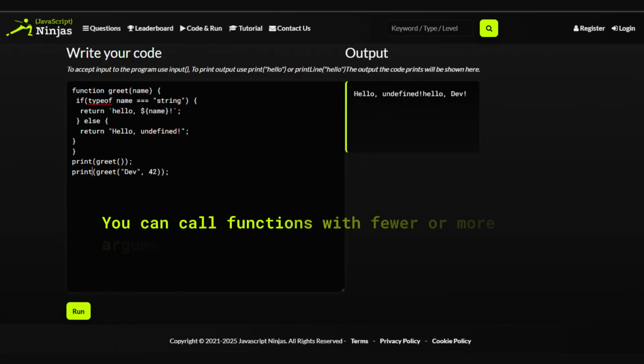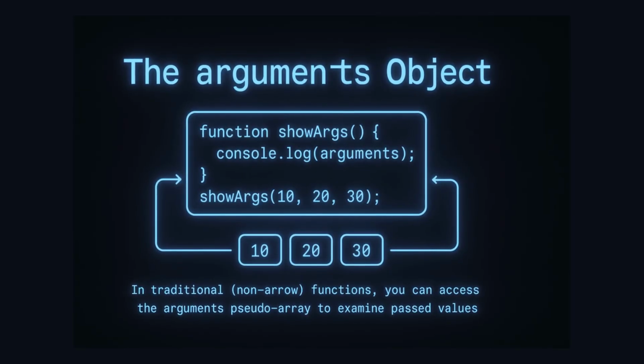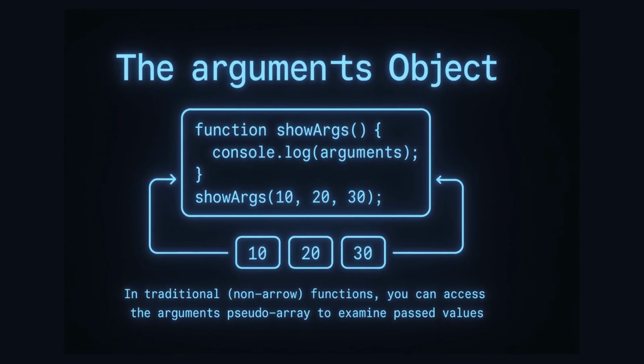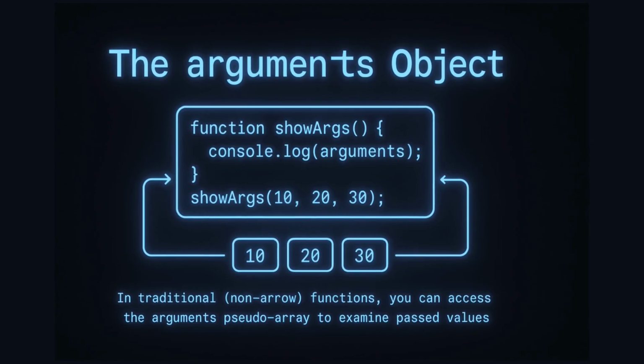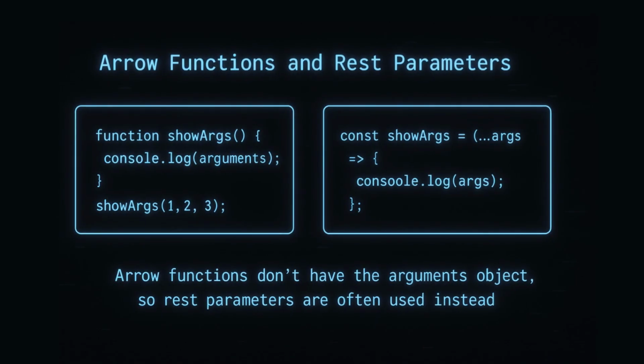You can call functions with fewer or more arguments than parameters. They guide the call but don't change the call itself. In traditional, non-arrow functions, you can access the arguments pseudo-array inside the function to examine passed values. But arrow functions don't have this feature, and it's often replaced by rest parameters.